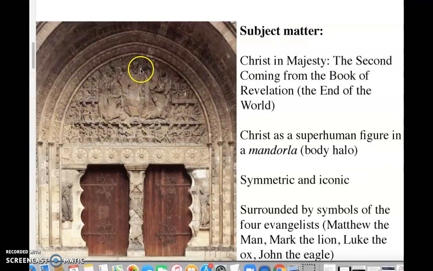Here the subject matter is Christ in majesty, meaning Christ in the ultimate state of his power at the second coming, which is part of the book of Revelations, which you've already learned about as the apocalypse, the end of the world. So he's enormous and huge. He's of a grand cosmic scale compared to the other figures. He is superhuman in a sense, beyond human scale, and in a mandorla, a body halo to frame him as separate and beyond. The composition is symmetric and iconic. He's surrounded by the symbols of the four evangelists of the Christian Gospels, each of which has an animal symbol. Well, one has a man for a symbol.